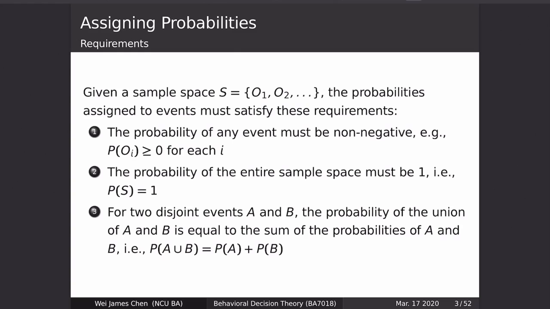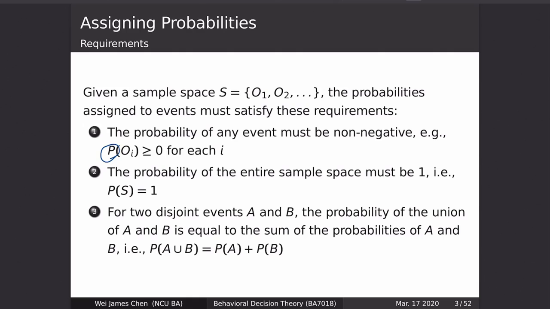Then for these events, we're gonna assign some probability onto each of them. So given a sample space S that has lots of outcomes O1, O2, and so on, the probability we assign to these events must satisfy some requirements. Especially a probability function P. Here the probability function is denoted by P. This P has some basic restrictions or axioms that it has to satisfy.